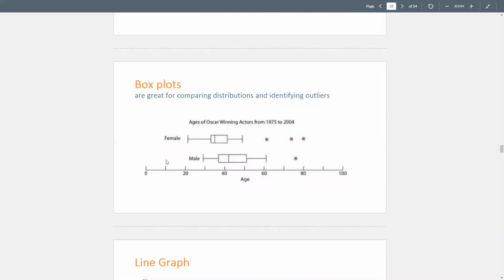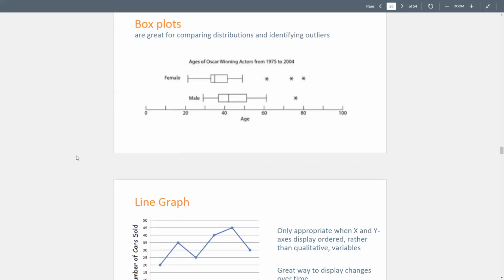So you can see here, box plots for comparing distributions and identifying outliers. This is the age of Oscar-winning actors from 1975 to 2004. You can see that the females tend to be younger, and the male actors tend to be older, the winners. So you can see how you can compare the distribution. And then you see the outlying cases that are a lot different. This female who's about 60 was in line with basically the distribution of males, but is an outlier compared to females.